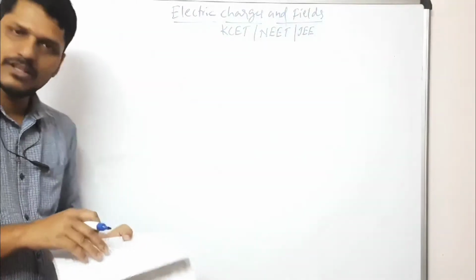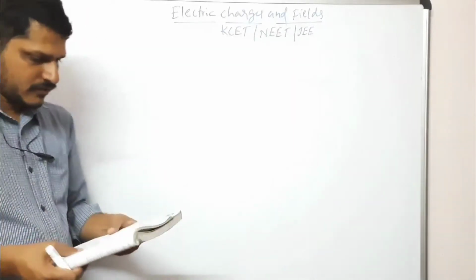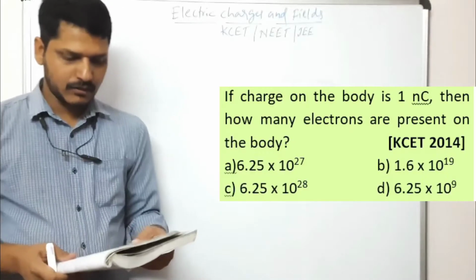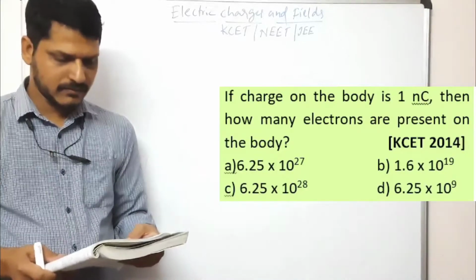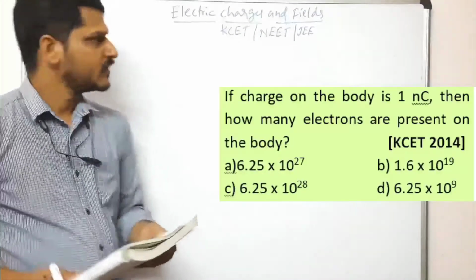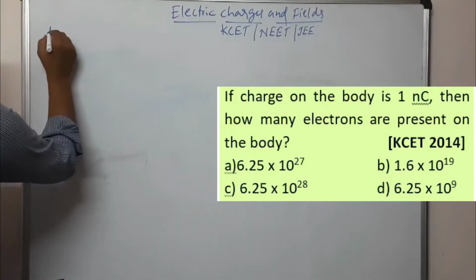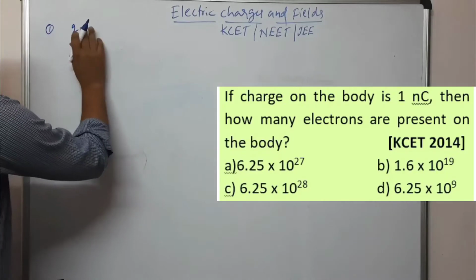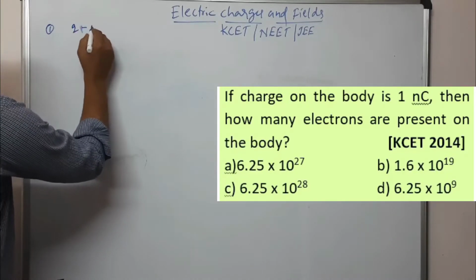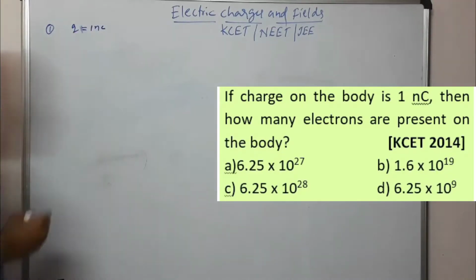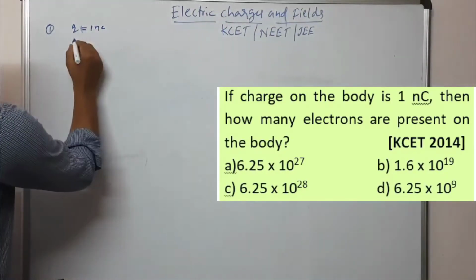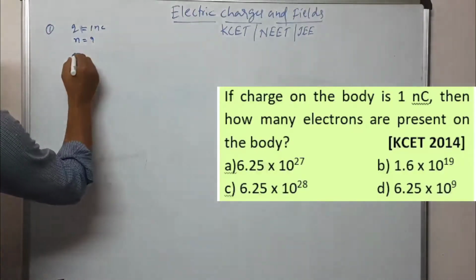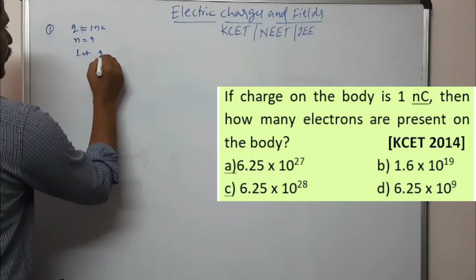So let's get in without wasting much time. First problem is, if the charge on a body is 1 nanocoulomb, then how many electrons are present on the body? Here the charge on the body is given: charge is equal to 1 nanocoulomb. We have to calculate how many electrons are there in the body. This is a very important problem.